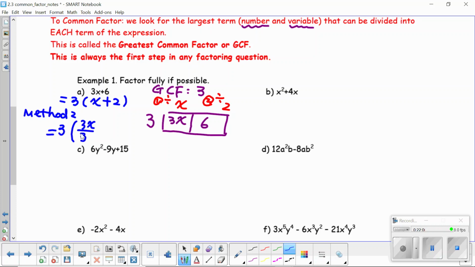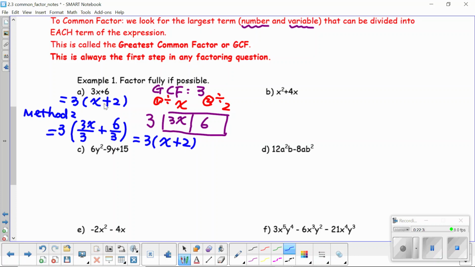Then 3 times 3 divided by 3 is still 3. Then plus 6. 3 times 6 is not 6, so we need to divide by 3. And 3 times 6 divided by 3 gives you 6. So it's equivalent. But after that, we want to simplify, so do the division. 3 divided by 3 is 1, so 1x here. 6 divided by 3 gives you 2.